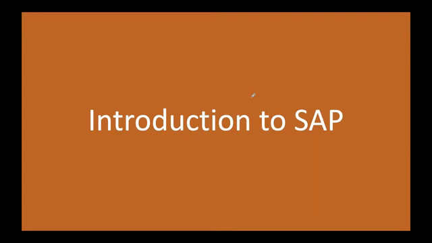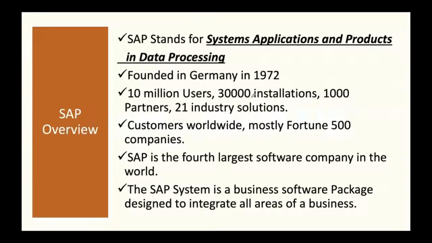Introduction to SAP. Okay, so basically SAP stands for Systems, Applications and Products in Data Processing. This is the full form of SAP. Normally, you should always pronounce it as S-A-P, letter by letter. You should never call it "sap" as a word, though some people pronounce it that way. You should always pronounce it as S-A-P. Okay. SAP was founded in Germany in the year 1972. It's basically from Germany.